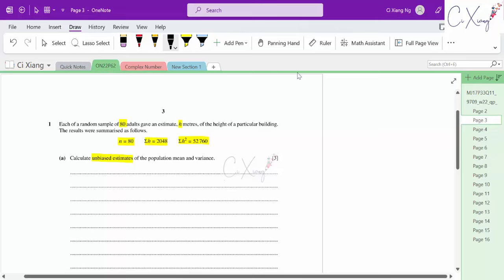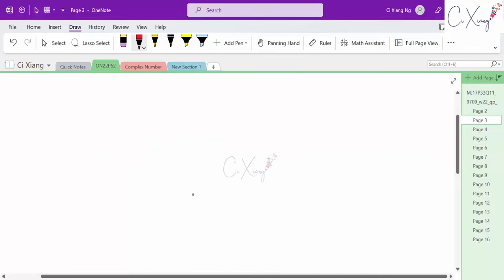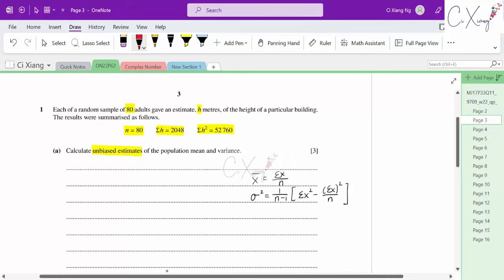So the formula for mean will be summation of x divided by n, whereas the formula for the unbiased estimated variance will be 1 over n minus 1, and then summation of x squared minus summation of x, the whole thing squared, divided by n. This is a general formula for unbiased estimates for population mean and also the variance. Now we are going to substitute all the values that we have here.